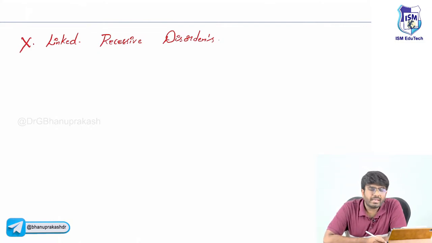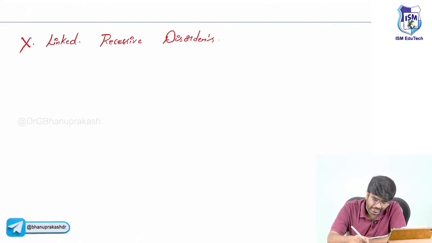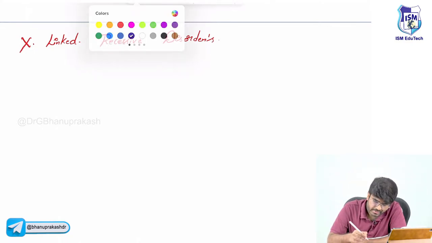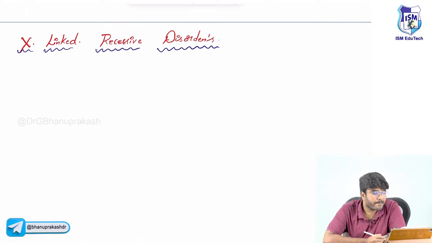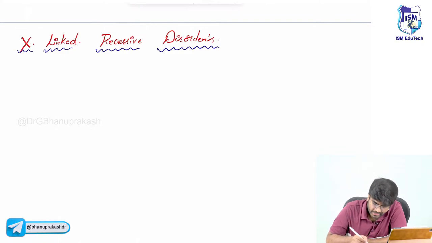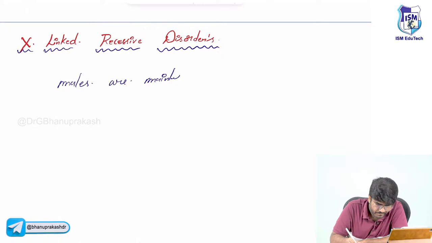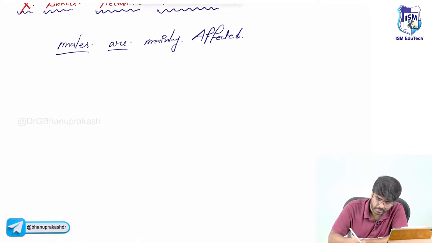Okay, done. Now, tell me, mainly in X-linked recessive disorders, which group is going to be affected, do you know? Males or females? Which sex is going to be affected in X-linked recessive disorders? What do you think, guys? All problem for males. Males are mainly affected. In X-linked recessive disorders, the males are going to be mainly affected.